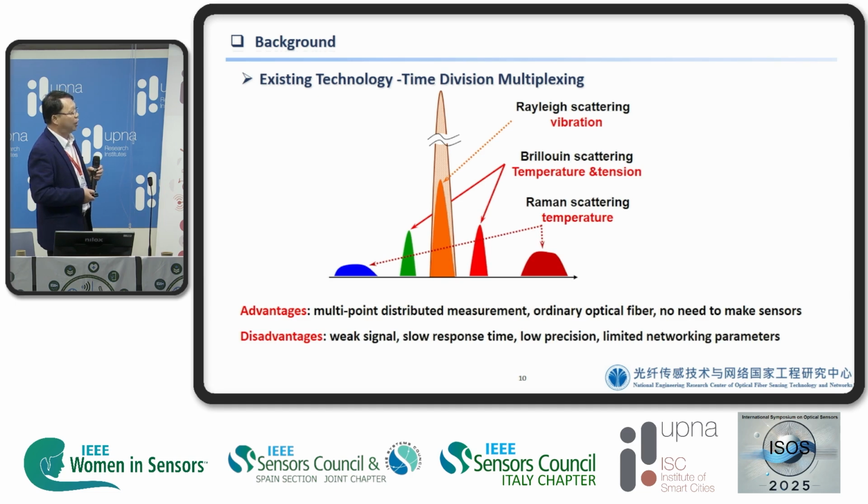This is based on what we call distributed sensing. But the problem is that it is based on the scattering signal. Normally the scattering signal is very weak, the response is slow, and you have to make a trade-off between accuracy and spatial resolution, and so on.